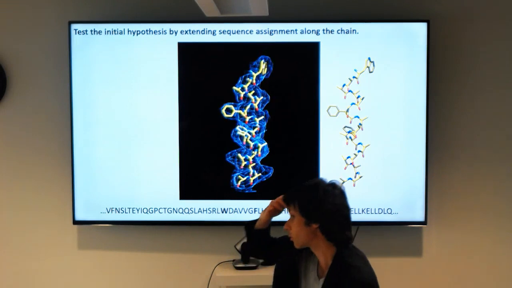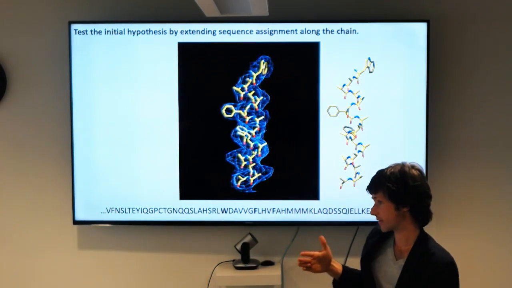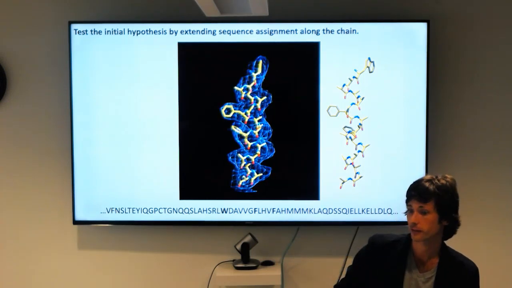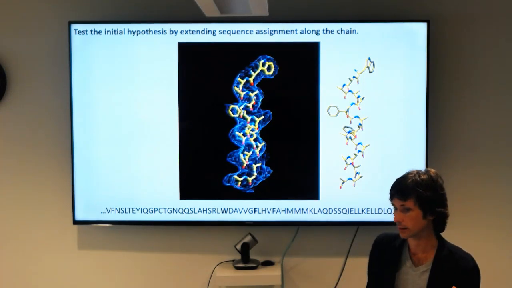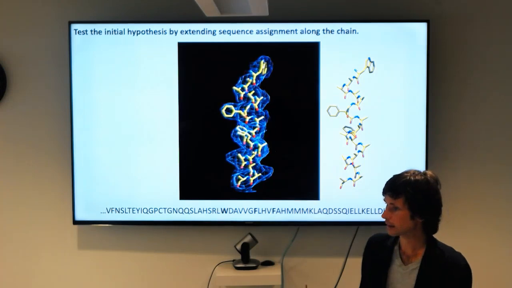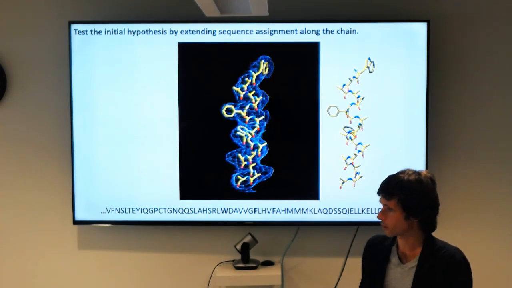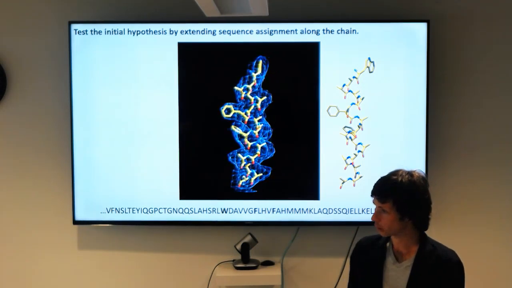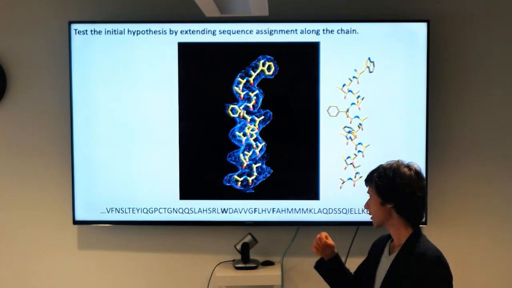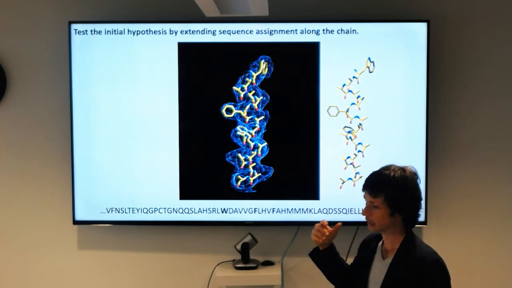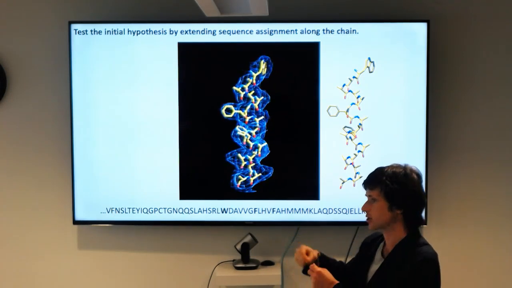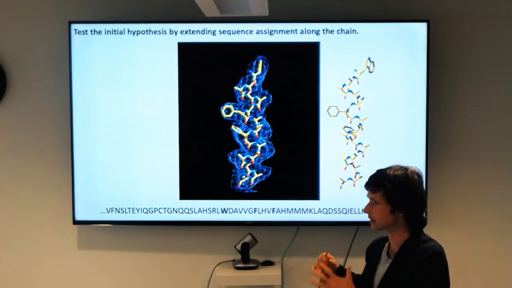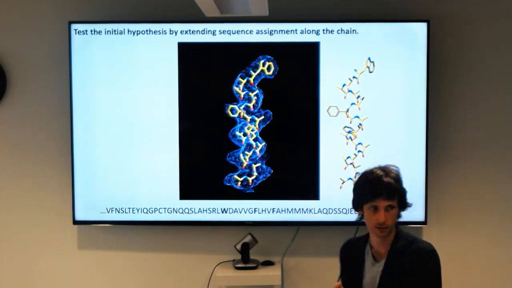And then what you'll want to do is test your initial hypothesis, usually with several of those anchor residues, by extending that sequence assignment in both directions along the chain. If you got it right, it'll make sense. If you didn't, it won't, or that hypothesis will break down at some point. It can break down because you got it wrong, or because you ran into a region where you thought it was an alpha helix, but actually there was one extra residue in that turn, or things that take you out of sequence register.